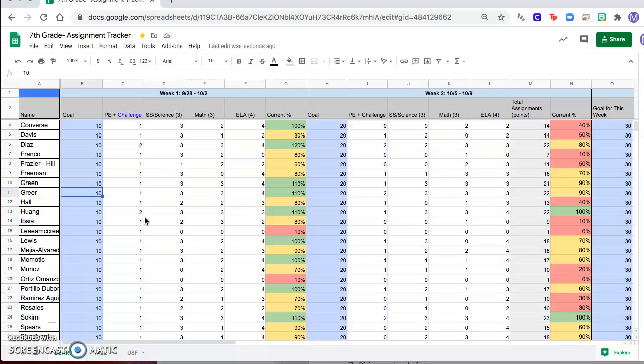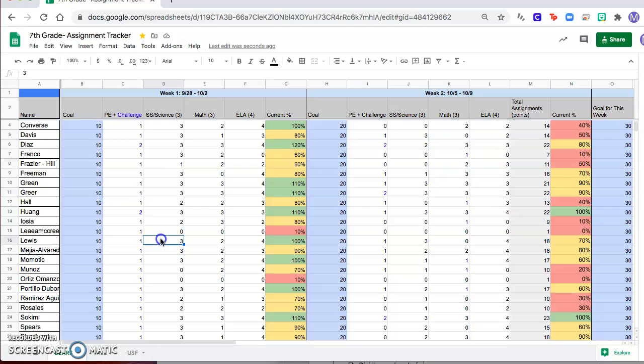So if you look at Miss Greer, she completed all of her assignments in science slash social studies, which is a total of 3 assignments, which is why I have a 3 right there. She completed all of her math, so she got 3 points, and she completed all of her ELA. So in total, she got 110%. The reason why she got 110% is because she also participated in PE. And if you participate in PE, you get a bonus point.